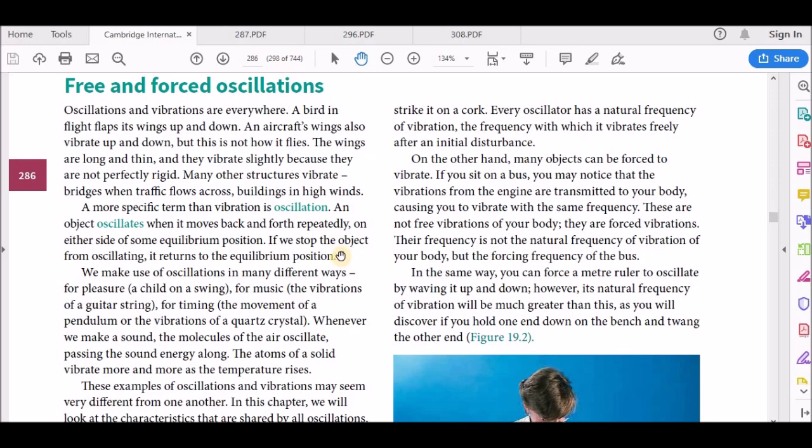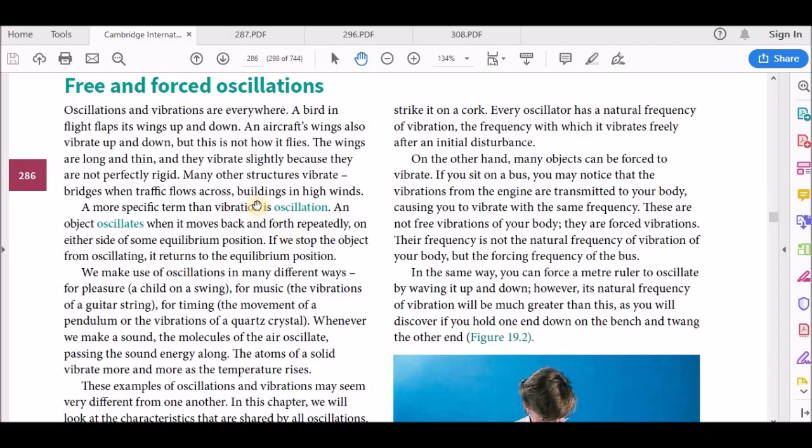Define oscillation, for example. An object oscillates when it moves back and forth repeatedly on either side of some equilibrium position. So if there's an equilibrium or rest position, and it moves backwards and forwards, that is an oscillation. If we stop the object from oscillating, it returns to its equilibrium position. For example, even in the case of a swing, the swing moves backwards and forwards, and eventually it will come to a vertical position, which is the equilibrium or rest position.